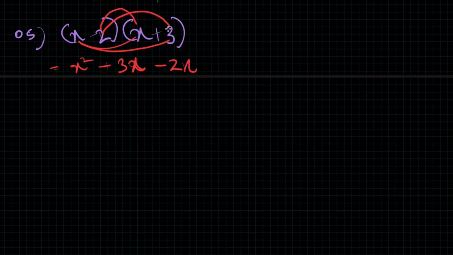Similarly, 2 into 3, here it's the minus sign, here it's plus. Minus into plus is minus. 2 into 3 is 6. And the simplified version is x squared. So here plus 3x minus 2x is x. Minus 6. Simple.